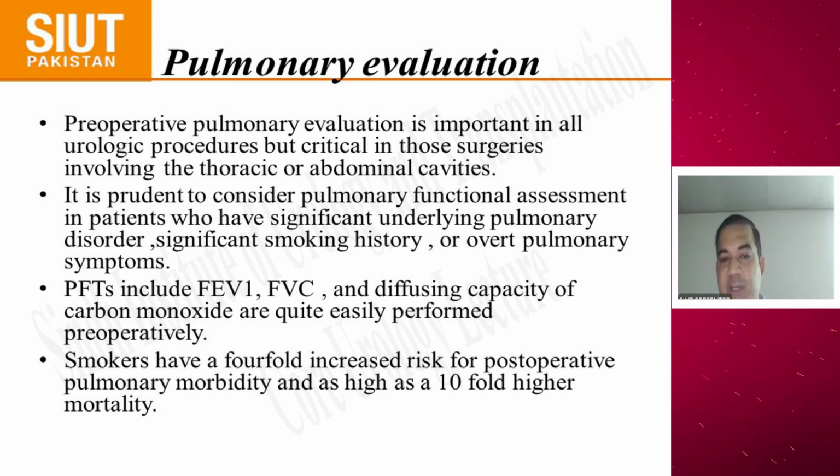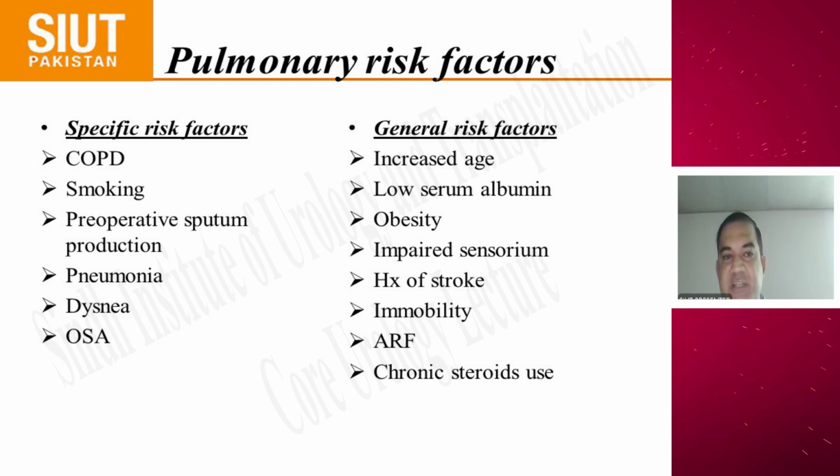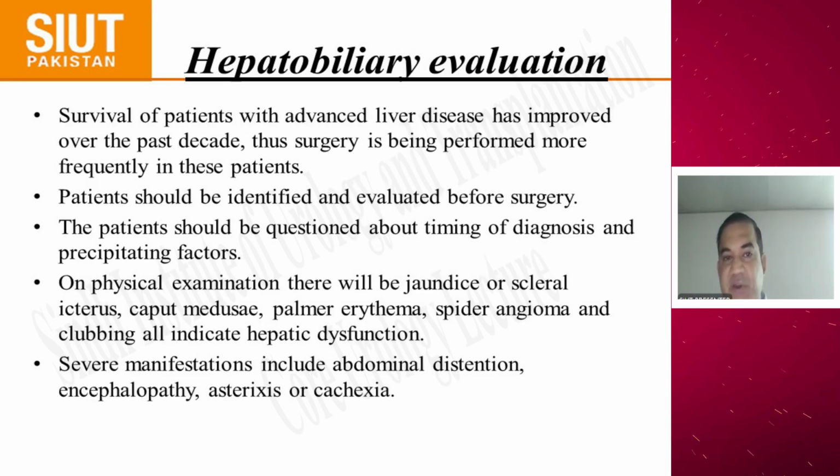Smokers have a four-fold increased risk of postoperative pulmonary morbidity and as high as a tenfold higher mortality. There are specific risk factors and general risk factors. Specific risk factors include COPD, smoking, nonoperative sputum production, dyspnea, and obstructive sleep apnea. General risk factors include increased age, low serum albumin, obesity, impaired sensorium, history of stroke, invalidity, acute respiratory failure, and chronic steroid use.